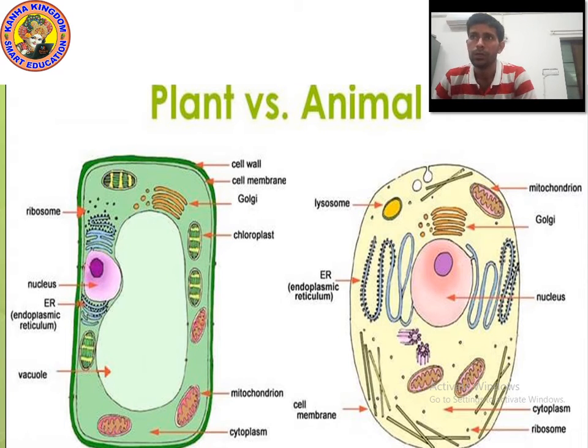So check both diagrams properly. What do you see? You can easily see that cell wall is present in plant but not present in animal. Lysosome is present in animal but not in plant. And plastid is present in plants but not in animal. These are some differences you can see. Now let's see the differences one by one. Total 10 differences. I will show you one by one.